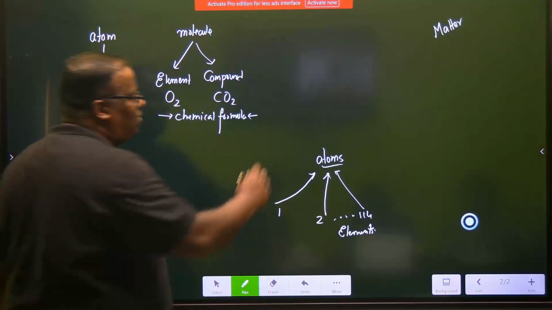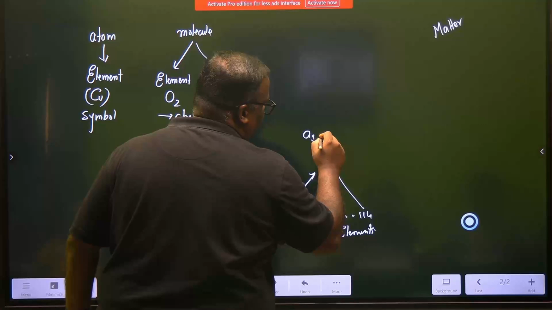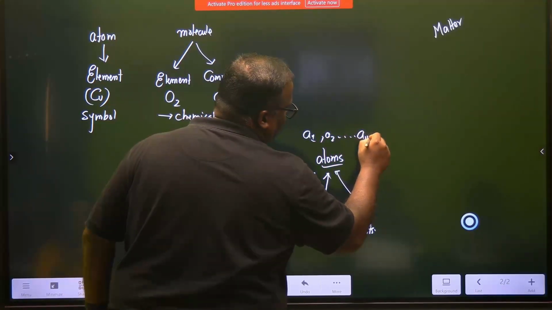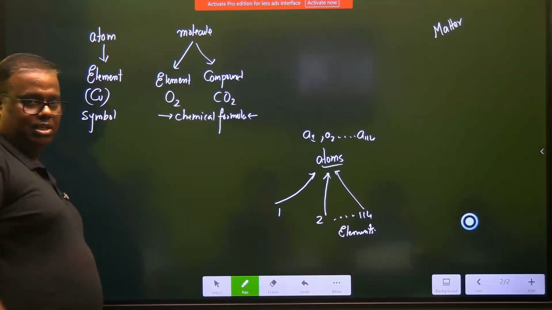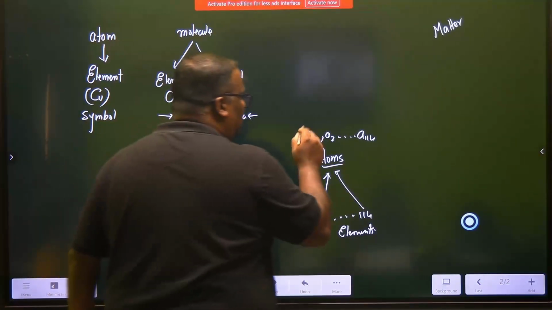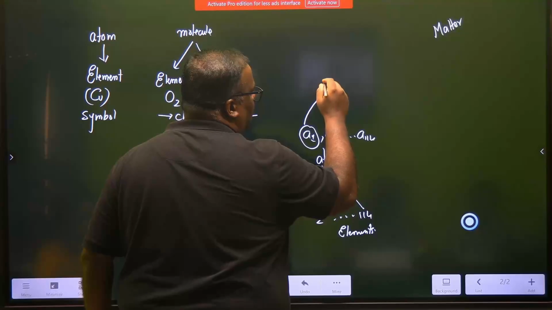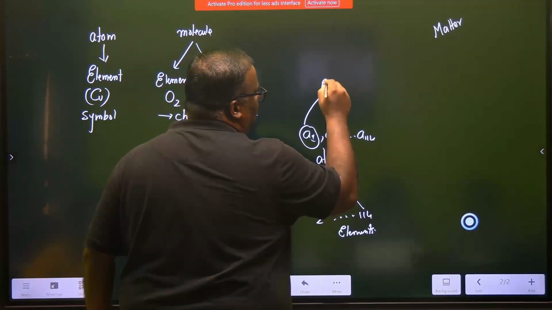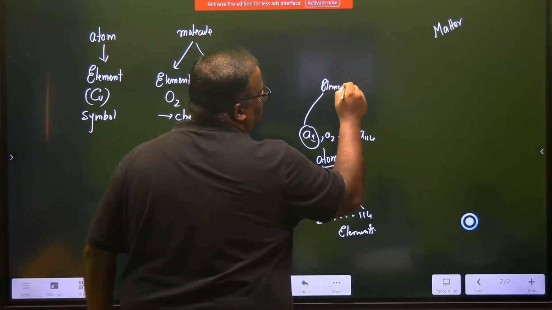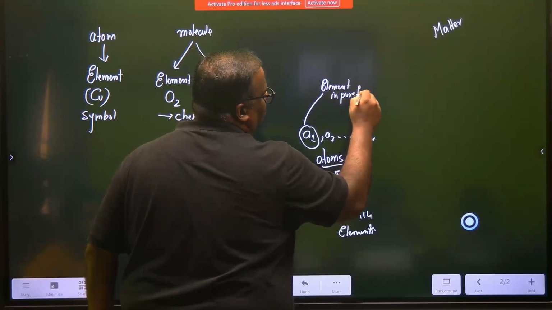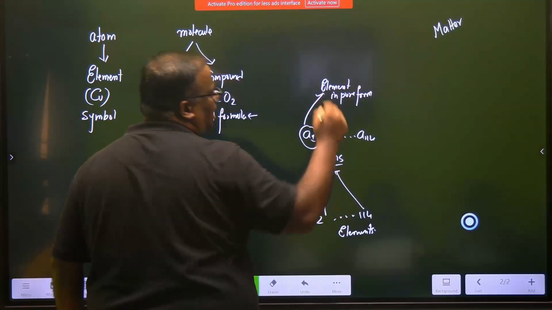So similarly, how many atoms will you have? You will have atom A1, atom A2, and so on, maybe up to atom A114. Right? Any one particular atom can be an element in pure form. Do you agree? Can be an element in pure form.